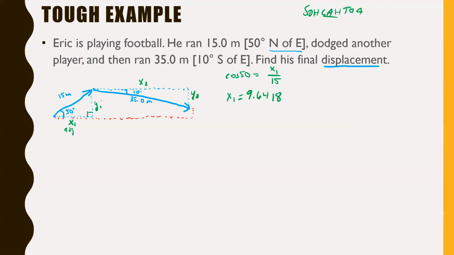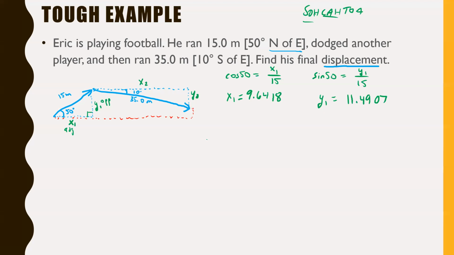Now let's find Y1. Y1 is the opposite side in that triangle. Opposite and hypotenuse, that's going to be sine. So sine 50 equals opposite, which is Y1 over hypotenuse, which is 15. Multiply by 15 on both sides, so 15 times sine 50. That's going to give me Y1 equals 11.4907, we'll say. I'll just round that to 7. All right, so that's good for the first triangle.